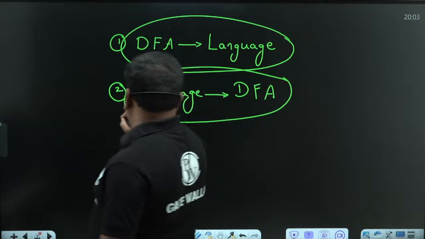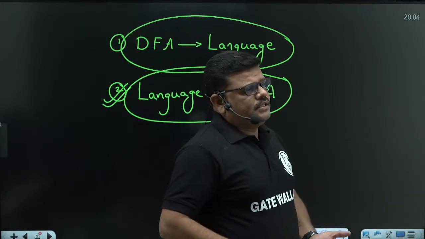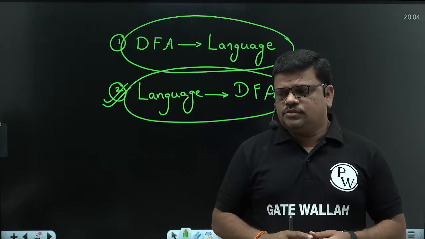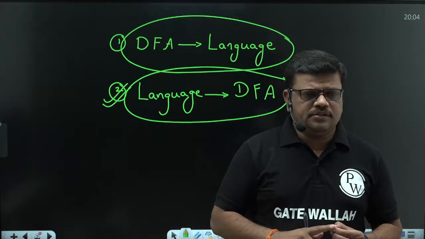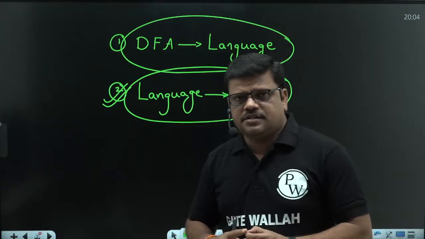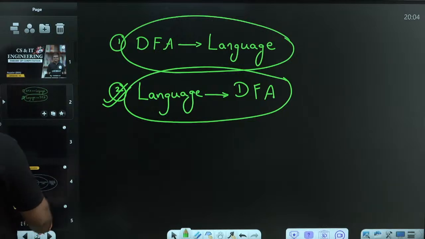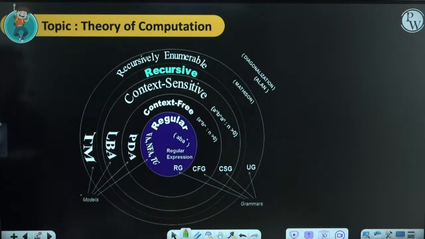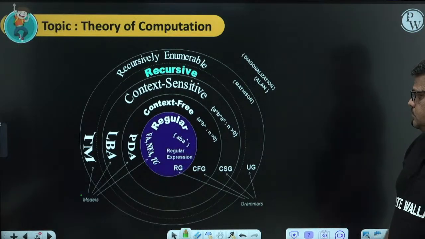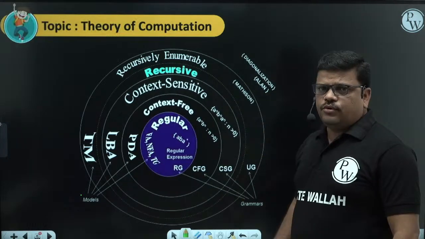Before going to this topic today, let me cover one small topic, that is the overview of theory of computation, the languages and automata relation. From that also we get many questions in GATE papers. So let me complete that first, then I'll go to the DFA construction part. This is our overview diagram of theory of computation. We have 4 languages, 4 automata.